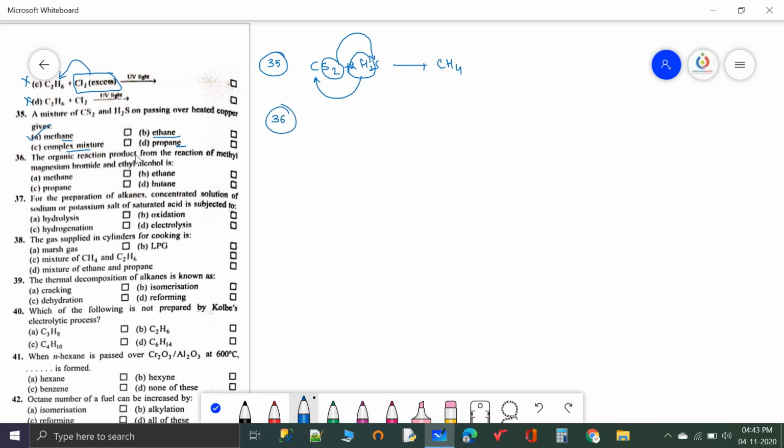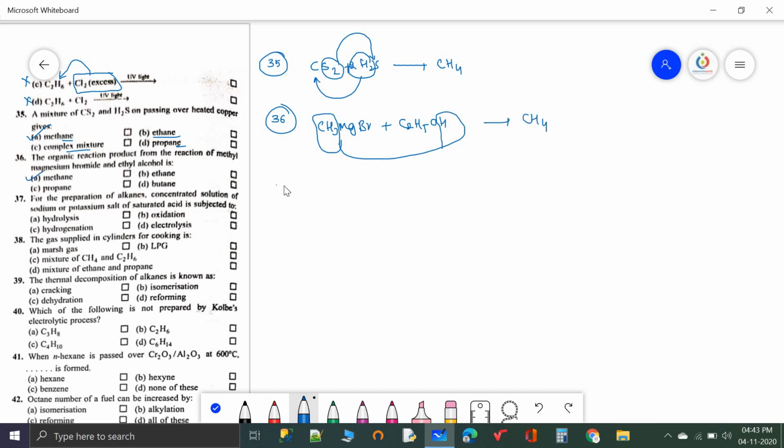36. The organic reaction product from the reaction of methyl magnesium bromide and ethyl alcohol is. So methyl magnesium bromide, they said, Grignard reagent, plus ethyl alcohol C2H5OH. So this methyl part of methyl magnesium combines with the hydrogen and gives methane.